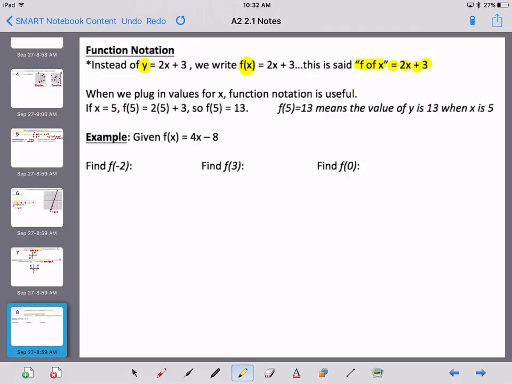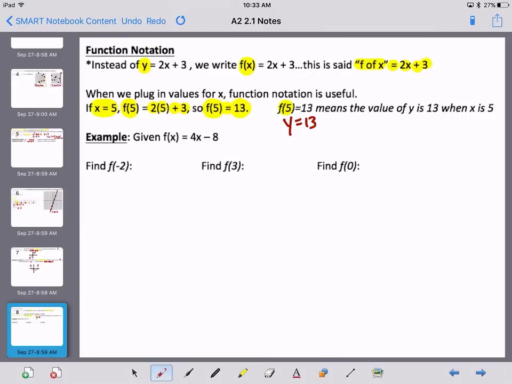So like if we look down at this example below, if x is 5, then f of 5 would equal 2 times 5 plus 3. So f of 5 is 13. Okay, so that's pretty useful because we know if we plug 5 into the function, we would get an output of 13. Now, if we weren't using function notation, we would just write y equals 13. Well, I don't know what value for x was plugged in to get that y value. Function notation takes care of that because you know you plugged in 5.